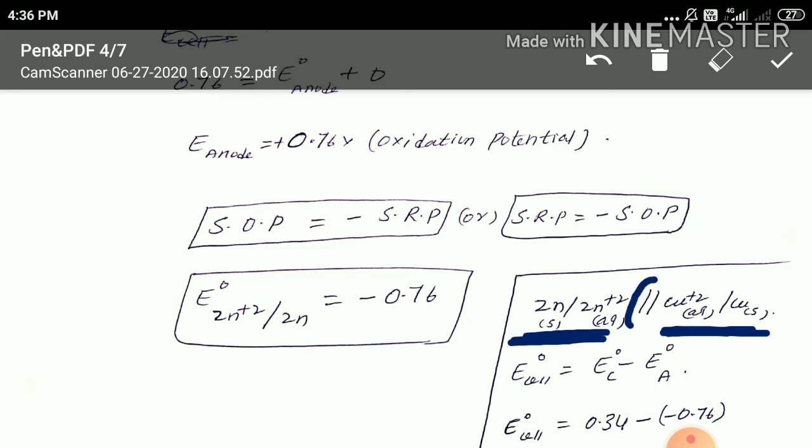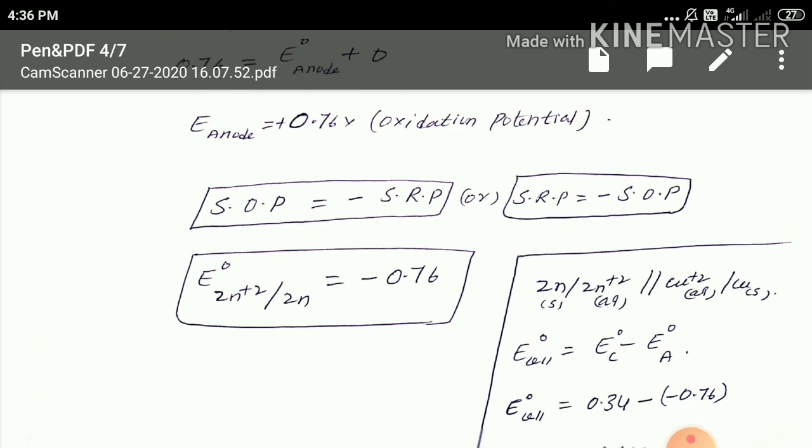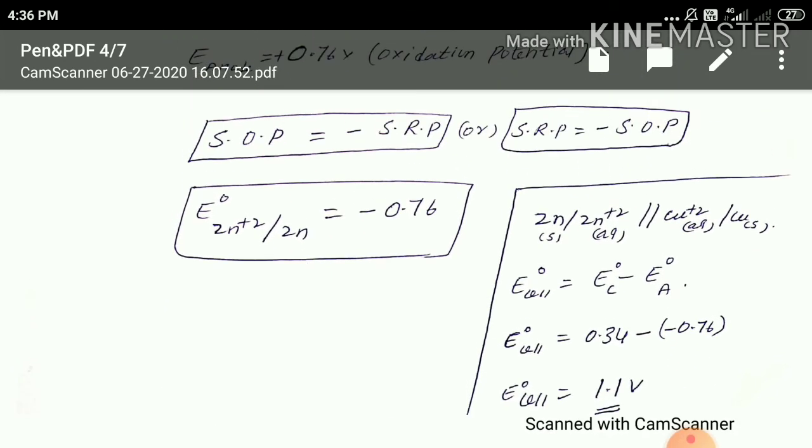So this is a salt bridge. These two half cells are separated by a salt bridge. So next, once you observe here carefully, now I want to calculate the standard EMF value of this cell. According to IUPAC conventions, the standard EMF value of any cell is equal to the standard reduction potential value of cathode minus the standard reduction potential value of anode.